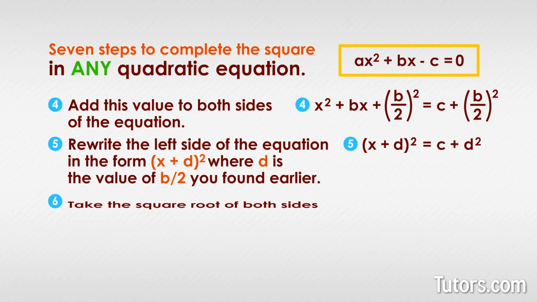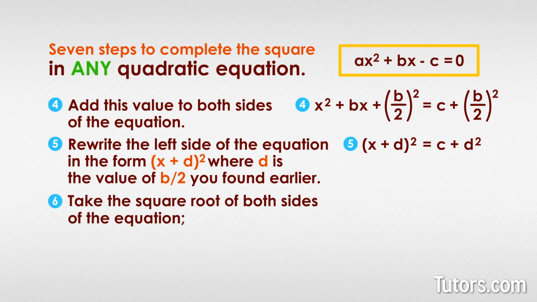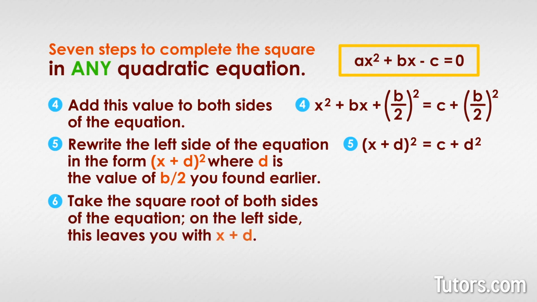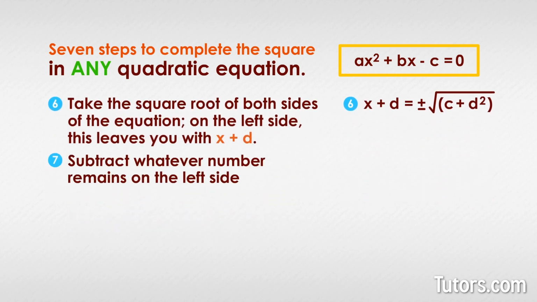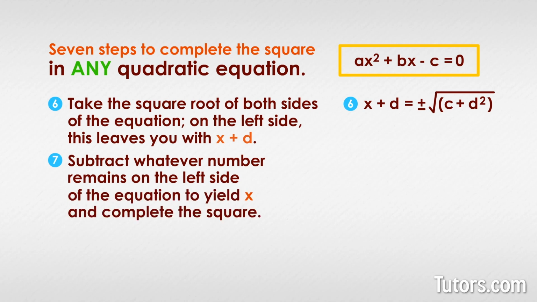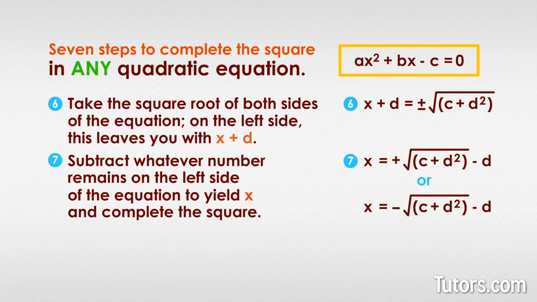Step 6. Take the square root of both sides of the equation. On the left side, this leaves you with x plus d. Step 7. Subtract whatever number remains on the left side of the equation to yield x, and complete the square. That's how you complete the square. Take some time and practice using the examples at the bottom of the article below.